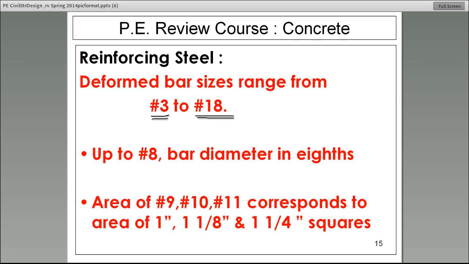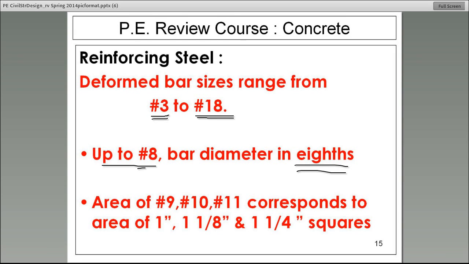And as a rule, up to number 8, the bar diameter is in eighths. What that means is, for example, a number 8 bar has what bar diameter? 8 times 1/8. So you're right. The diameter of a number 8 bar is 1 inch. All right. Number 7 bar, the diameter would be 7/8, and so on.